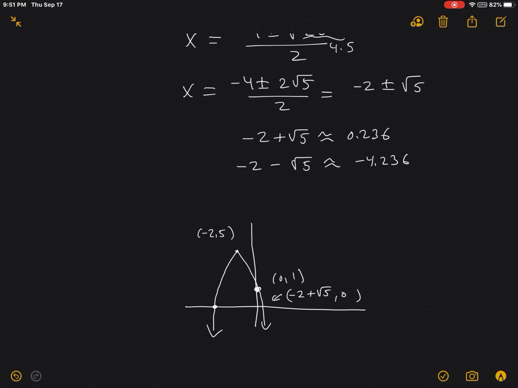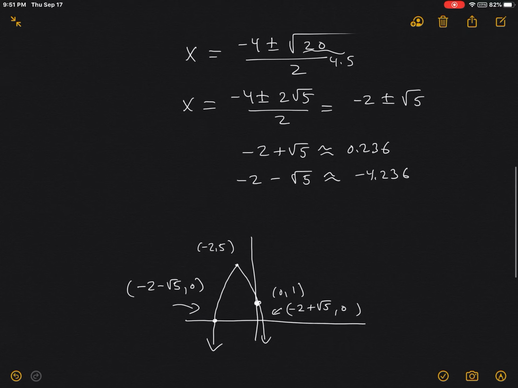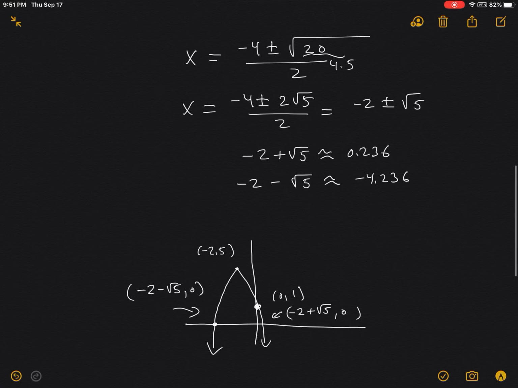And over here, I'm going to say this is negative 2 minus root 5, comma 0. Okay, so that would complete this particular problem: getting the x and y intercepts, getting the vertex, also the axis of symmetry, even though I didn't ask you. The AOS is just the x value of the vertex. X is equal to -2.